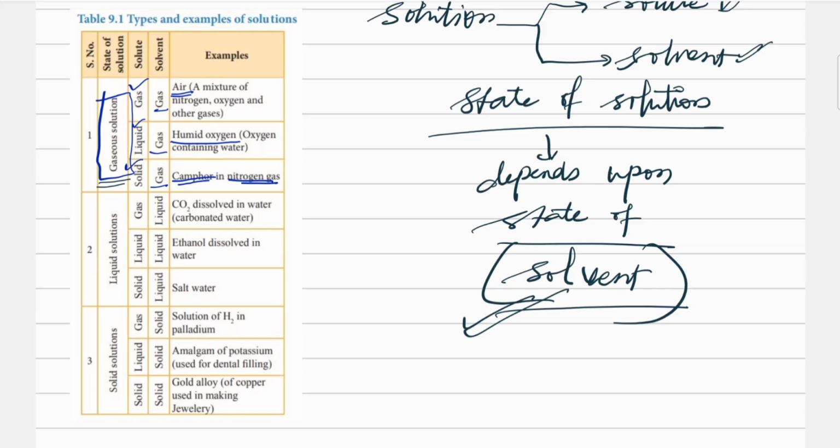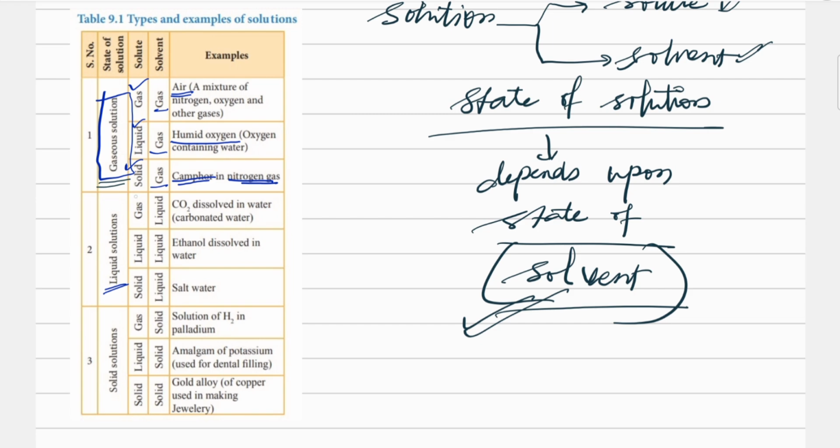So that gaseous camphor, when it is present in nitrogen gas, the particles of camphor are going to be in solid form, individual particles. Then there is liquid solution, when the solvent is all liquid.